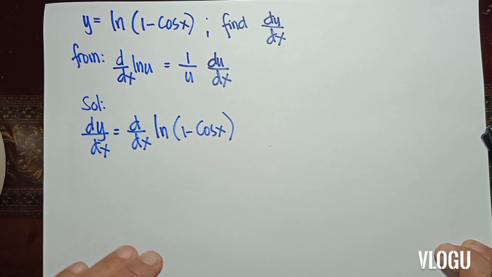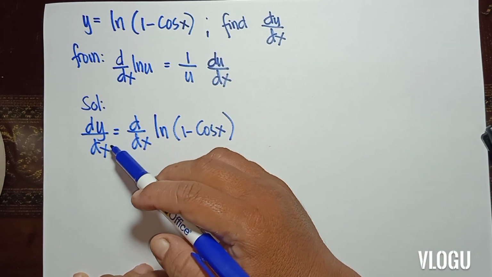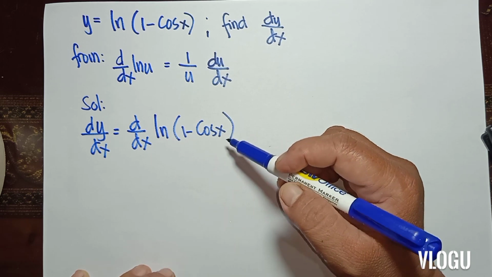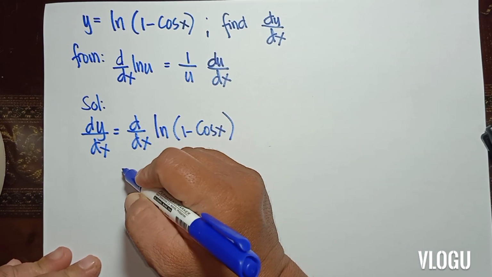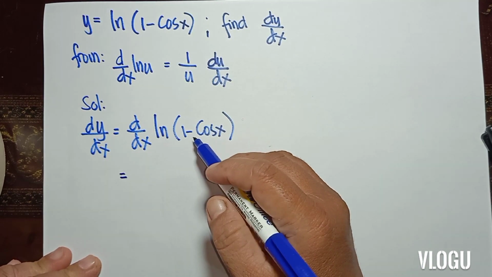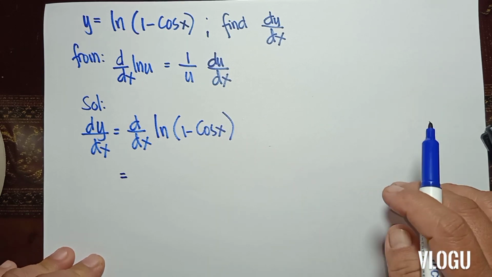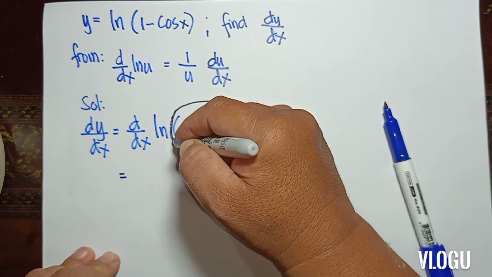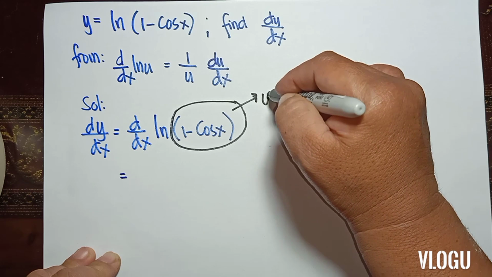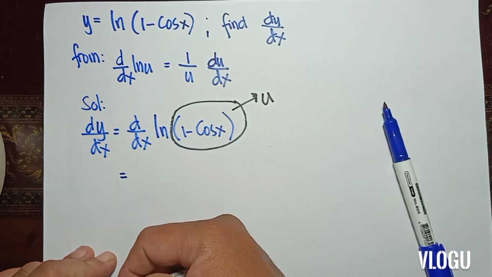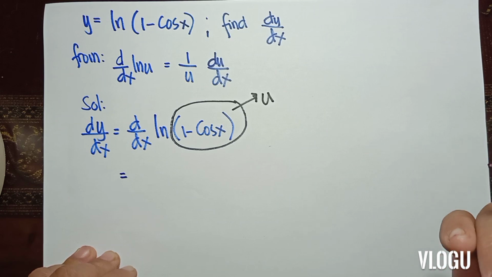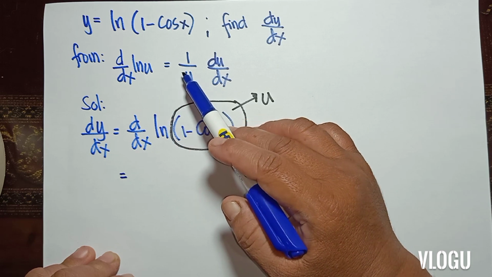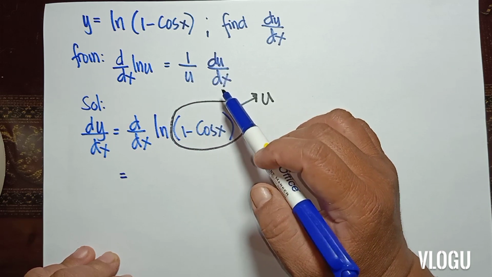So therefore, dy over dx is d/dx of ln of 1 minus cosine x. Our u here is equal to 1 minus cosine x. That is our u. So we have a form of ln of u. If we have a form of ln of u, the formula is that the derivative of ln of u is equivalent to 1 over u du/dx.